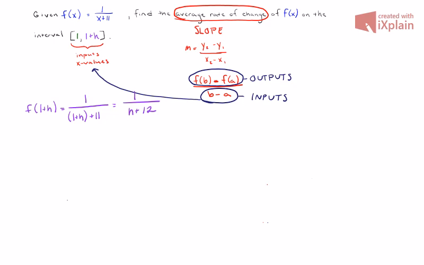And then let's go ahead and look at the first option, so f of 1. So again, if I put 1 in for x, then this would simplify to 1 over 12. So now we can go ahead and we can put it in this formula here.